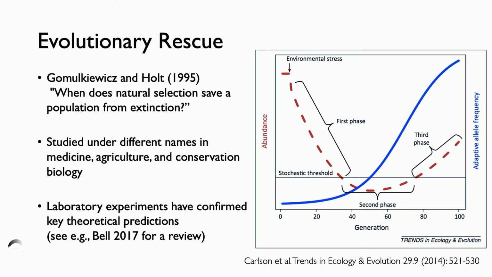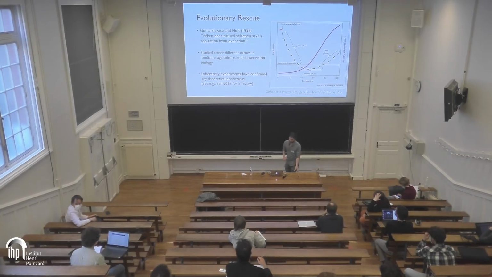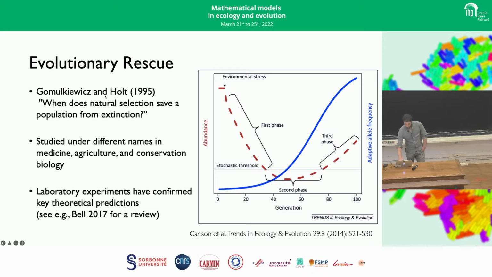So I'm going to talk about evolutionary rescue, and just very briefly to make sure we're all on the same page here. This is an idea that has been mathematically formally introduced in the 90s by Rich Gomulkiewicz and Bob Holt. And the idea is simply that, so this plot here shows, do we have something to point?